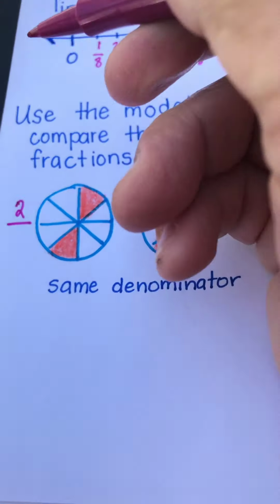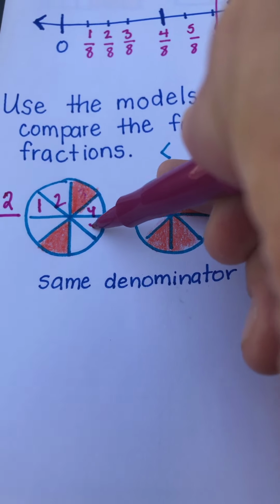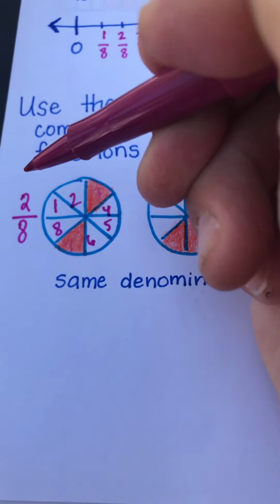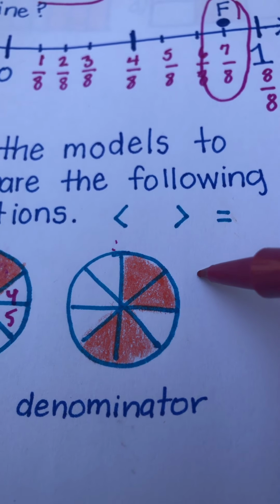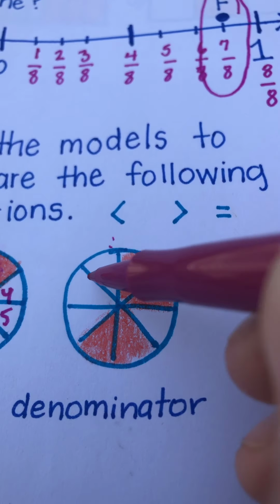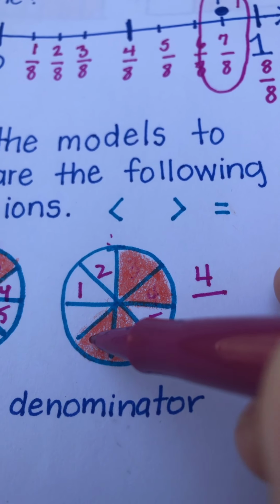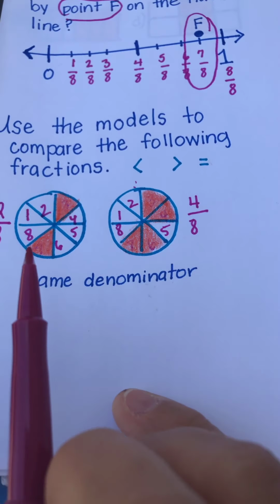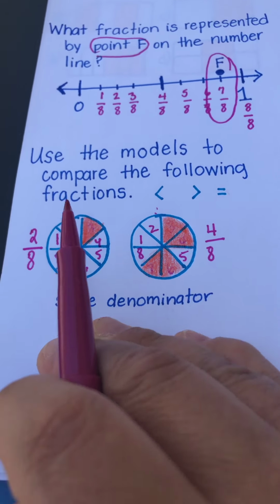Shaded parts, there are 2. And then the total number of parts, 1, 2, 3, 4, 5, 6, 7, 8. So there are 8 parts here. There are 1, 2, 3, 4 shaded. How many parts in all? 2, 3, 4, 5, 6, 7, 8. So on this model, we have 2 8ths shaded. On this model, we have 4 8ths shaded.